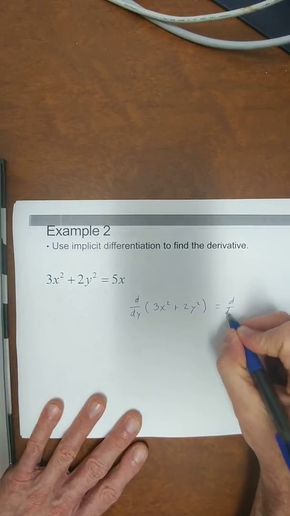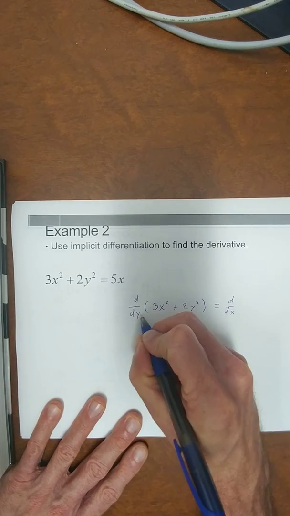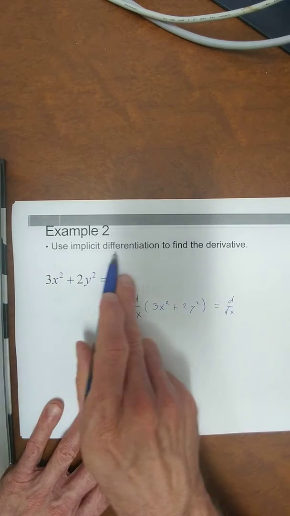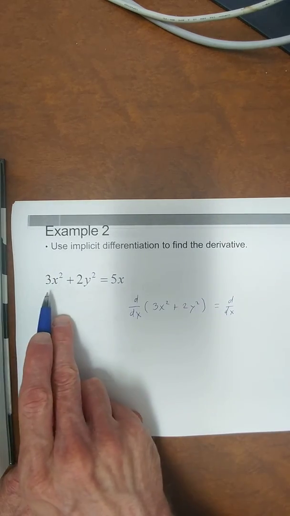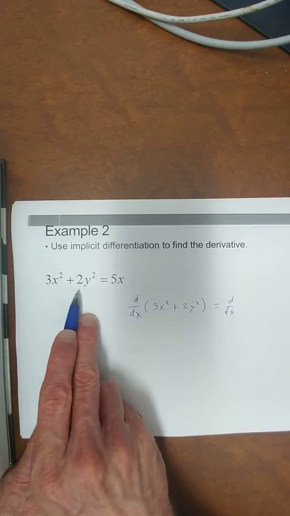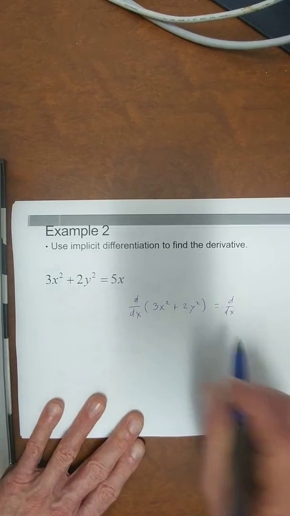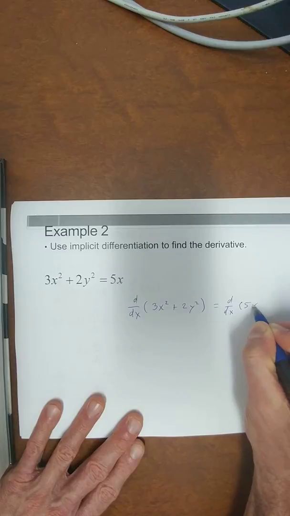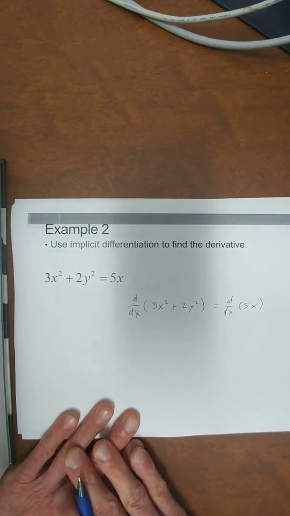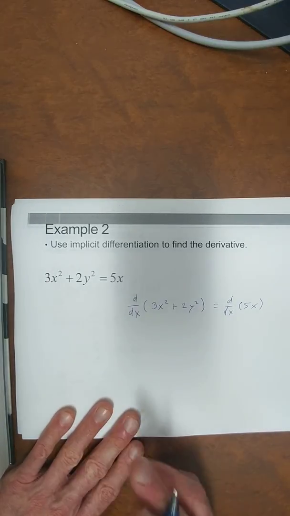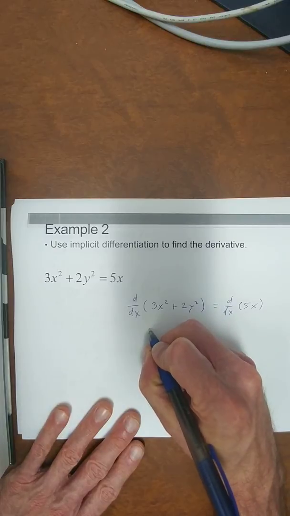And the right side. And that should be d/dx. So we're using implicit differentiation to find the derivative. Your equation is 3x squared plus 2y squared equals 5x. So we do the derivative of both sides. So the first step will be taking the derivative.